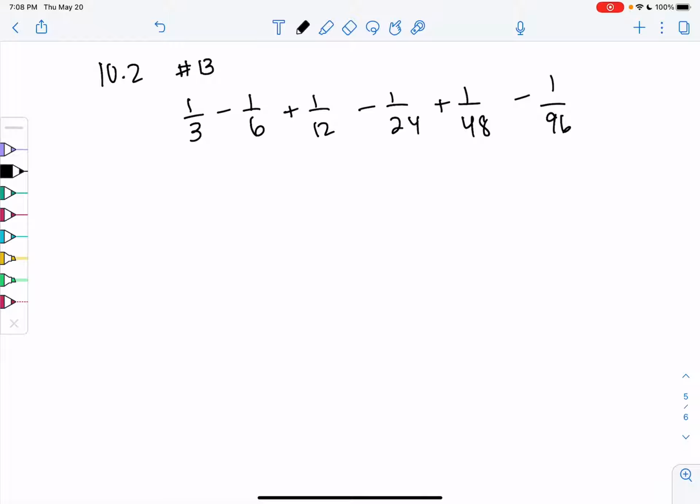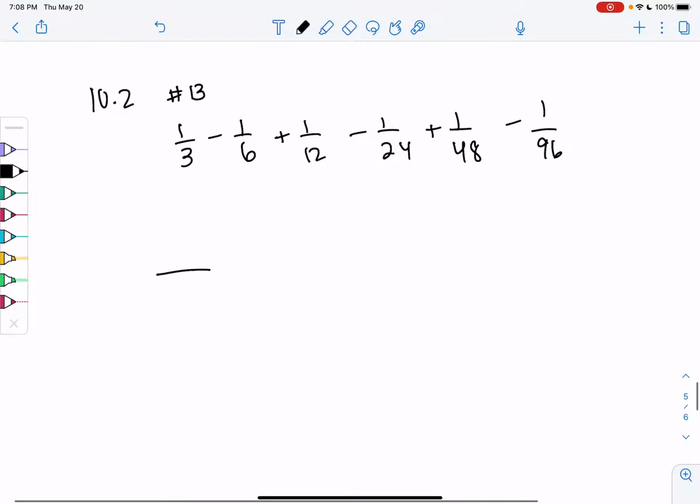Section 10.2, number 13. So we just want to write this, I think, in the summation form, with the little symbol. So let's try to figure out a few things. First we want to decide, is this geometric or arithmetic? Like, are we multiplying, or are we subtracting or adding?